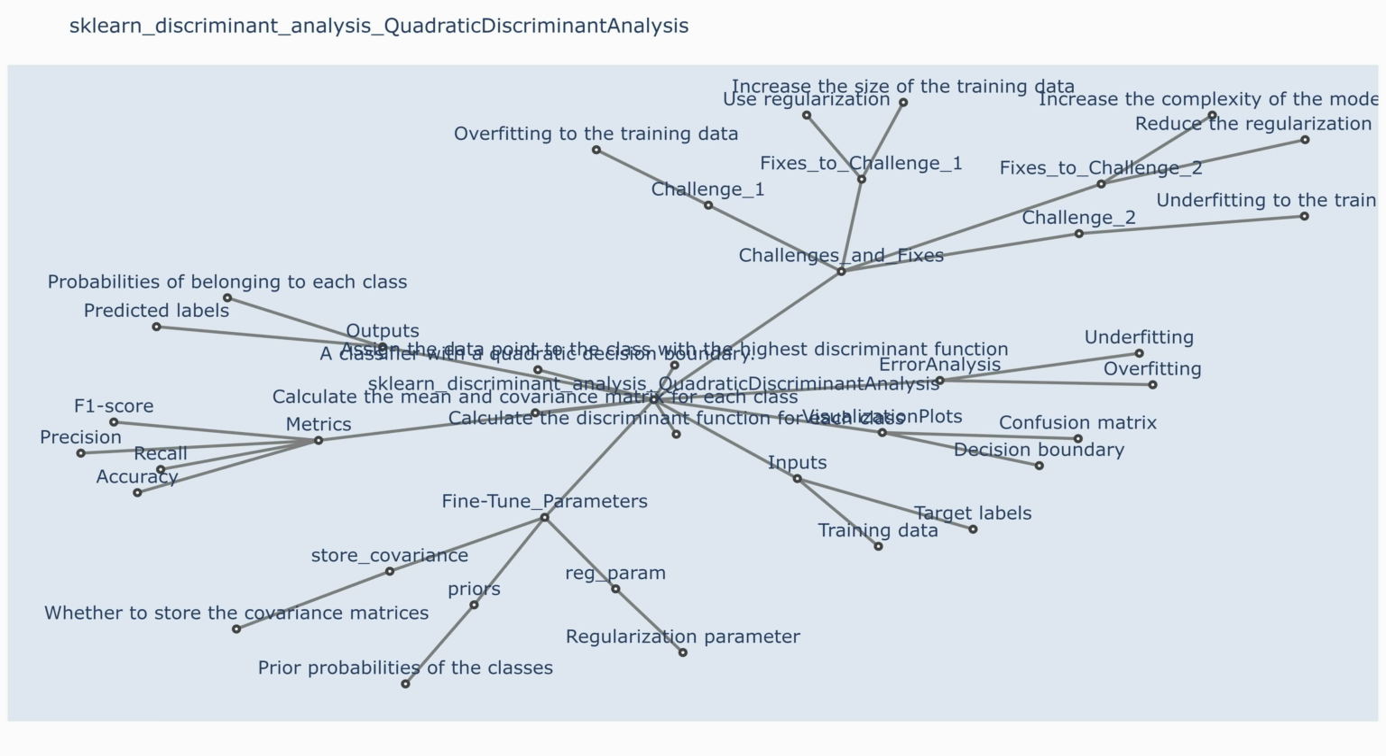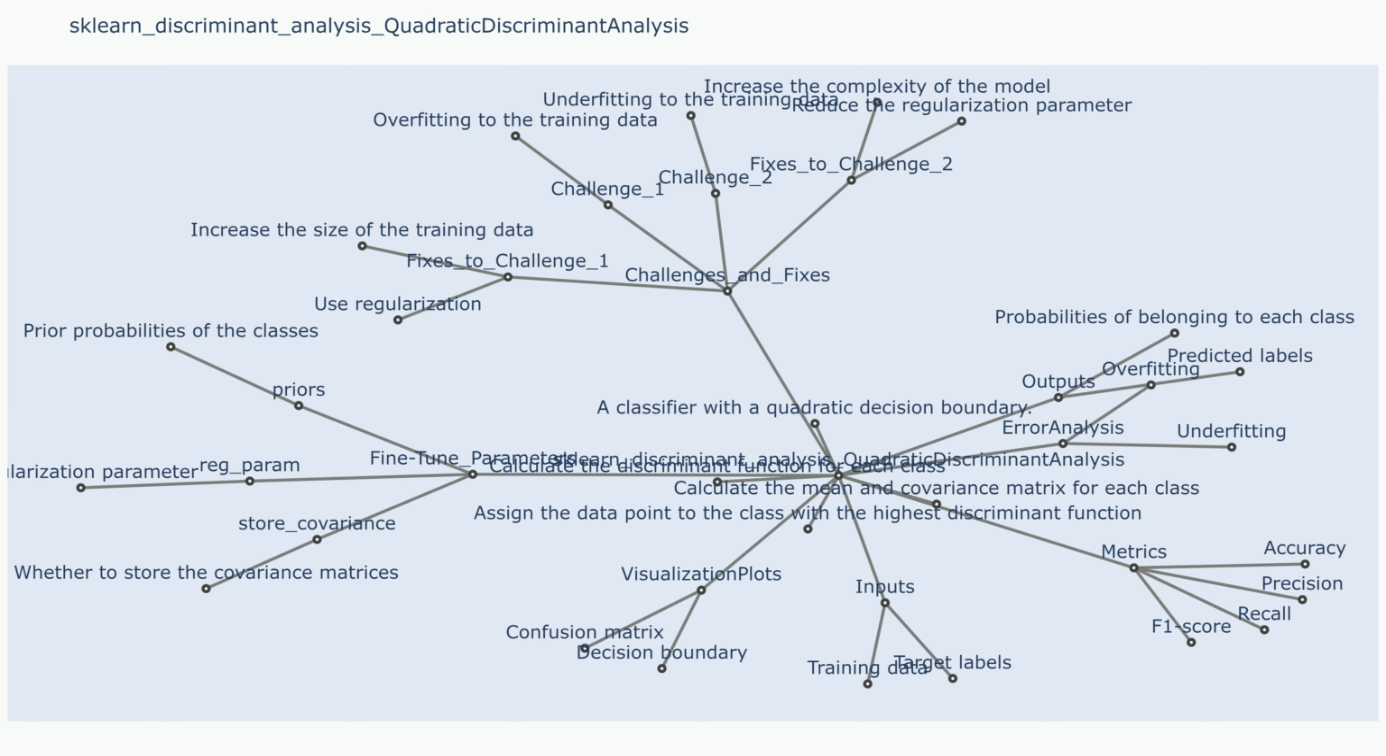Description: a classifier with a quadratic decision boundary, generated by fitting class conditional densities to the data and using Bayes' rule. The model assumes that the data within each class has a Gaussian distribution and uses the mean and covariance matrix of the data to determine the decision boundary.